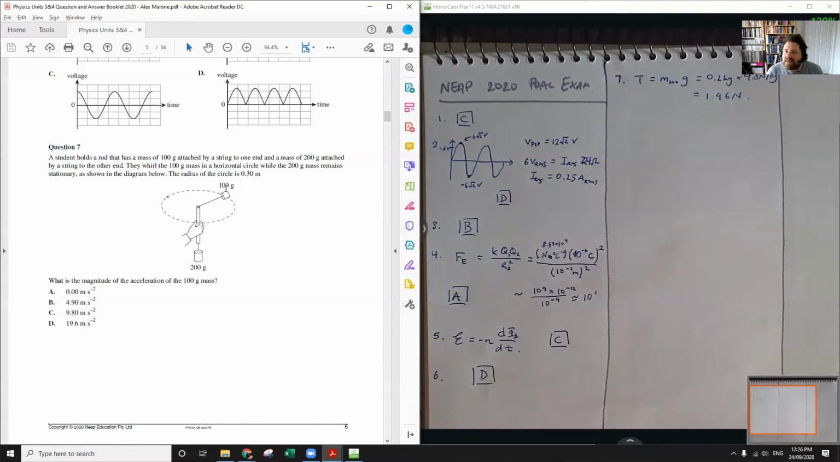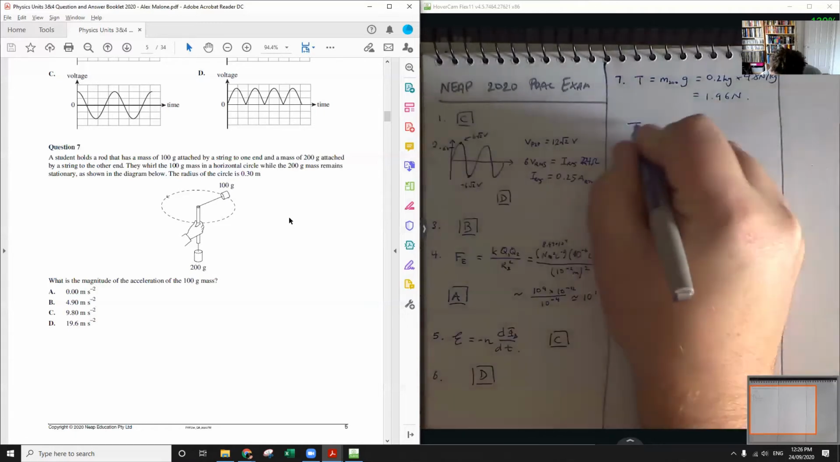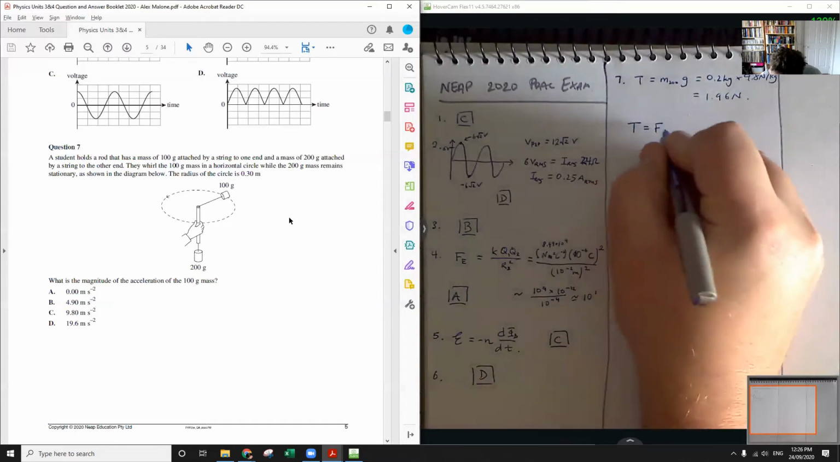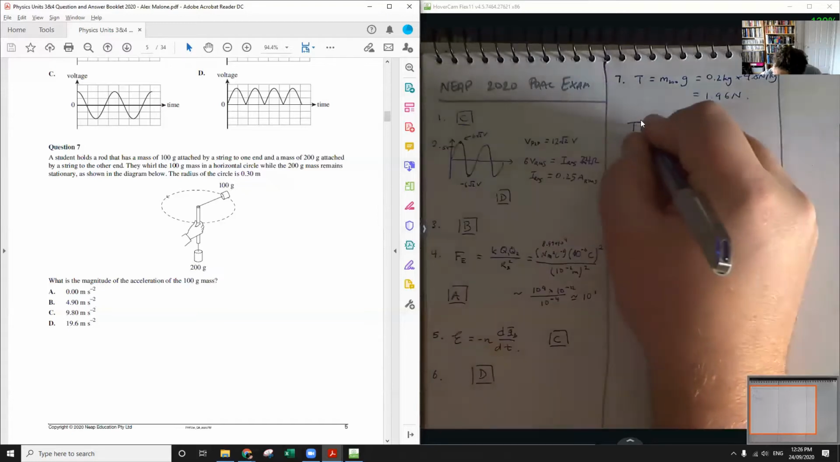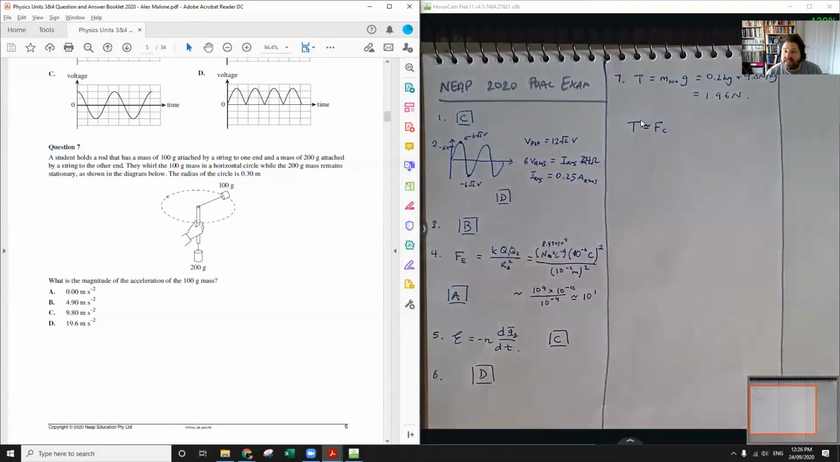Okay, then our second thing is to say, but wait a minute, at the other end, what is that tension? Well, it's the only force that's acting on that 100 grams towards the center of the circle. So that tension must be the centripetal force. Now, it's true that there's gravity acting on the 100 grams as well, but it has no component in the centripetal direction, so we can ignore it.